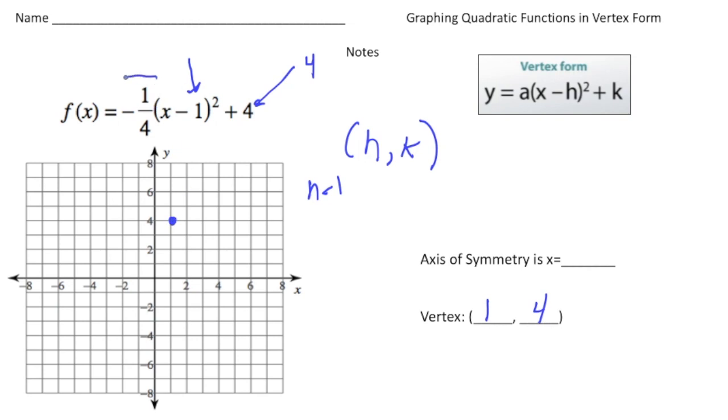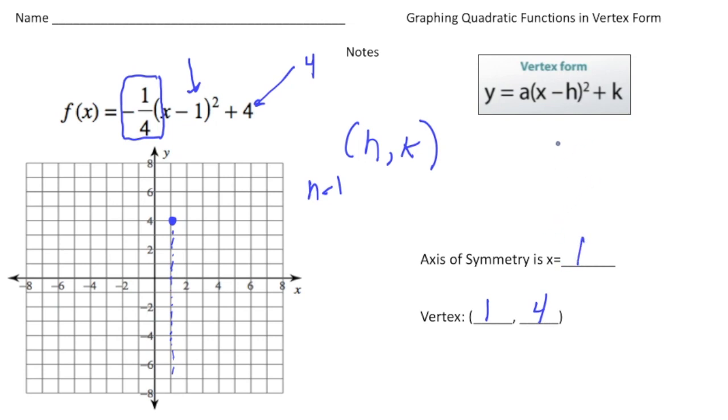Now, because our a value is negative, we know that this is going to be a maximum value, so it's going to be a downward graph. Okay. Now, the last thing you need to know, actually a couple more things, is that this line right here is also the line of symmetry. So x equals 1 is the line of symmetry.